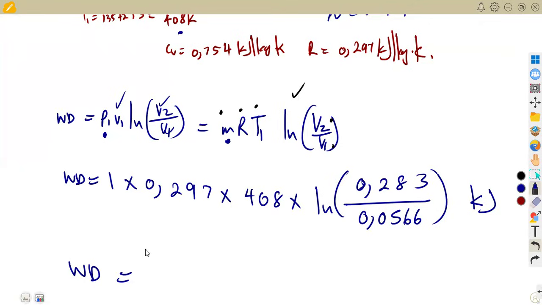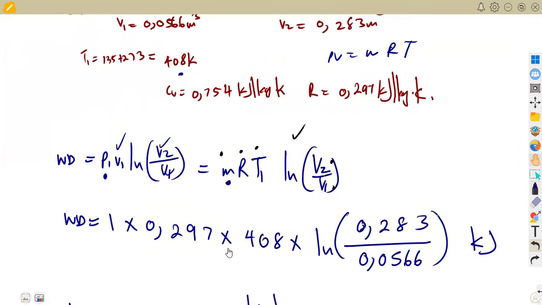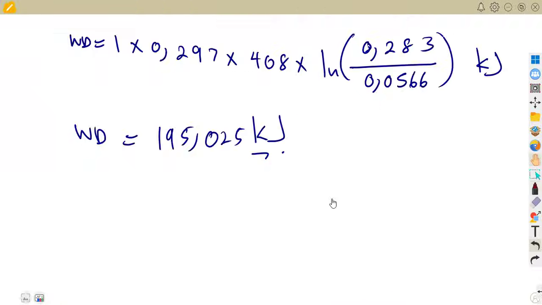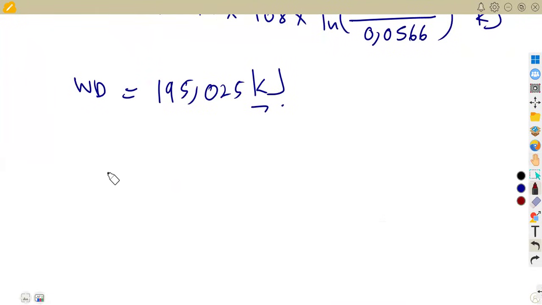Just like that. So this was going to give us 195.025 kilojoules. Okay. Then the other part was to calculate the change in internal energy under an isothermal. They want you to find the change in internal energy. Guys, this is just a zero there. Remember that from our notes, we said the change in internal energy under an isothermal is a zero.